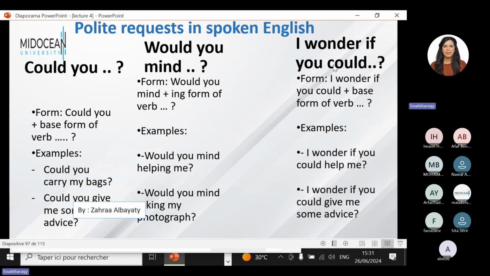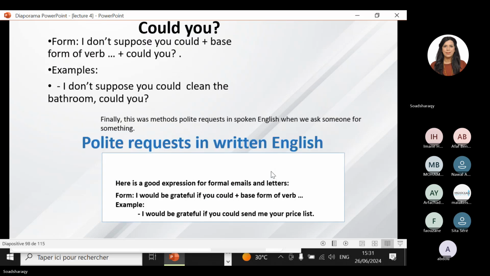I wonder if, so form, we use I wonder if you could plus base form of the verb. Example, I wonder if you could help me. I wonder if you could give me some advice. So the form, I don't suppose you could plus base form of the verb plus could you. Okay, example, I don't suppose you could clean the bathroom, could you?